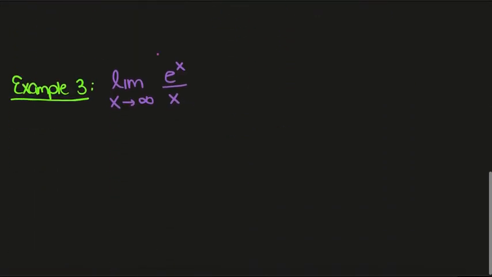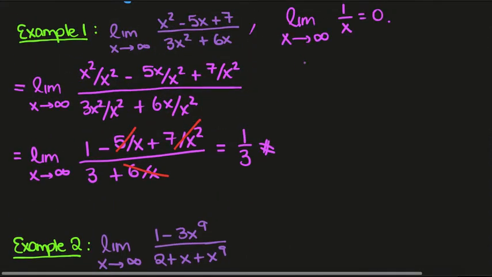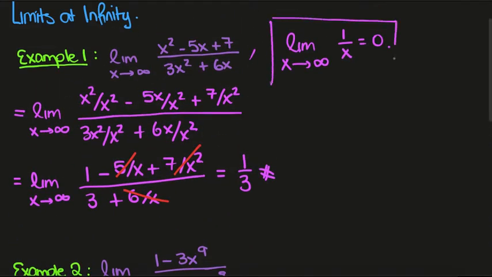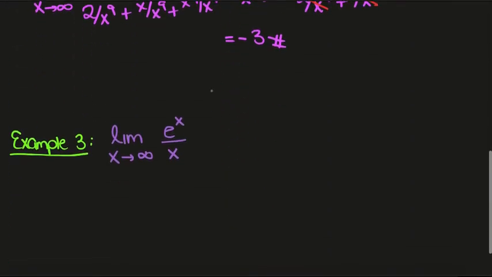Okay, let's have a look at another example. So here we have the limit as x tends towards infinity of e to the x over x. What we have to worry about here is that the idea no longer applies, this trick that the limit as x tends towards infinity of 1 over x goes to 0. So what we have to do here is use a form of L'Hopital's rule.